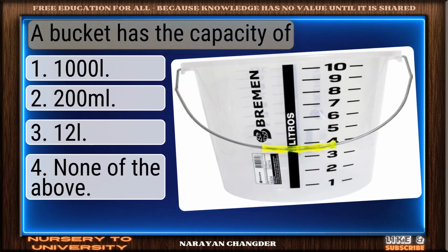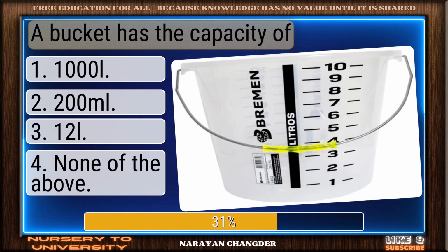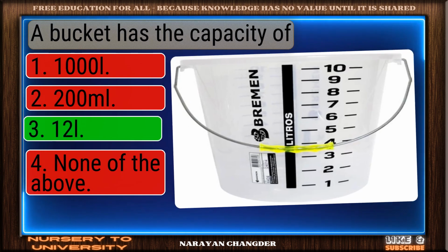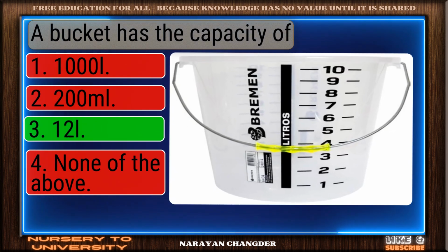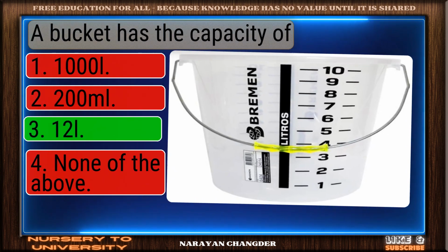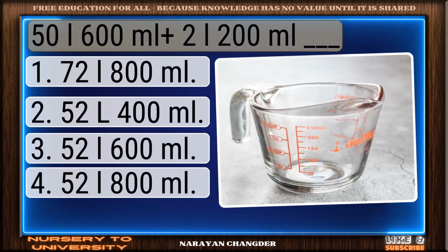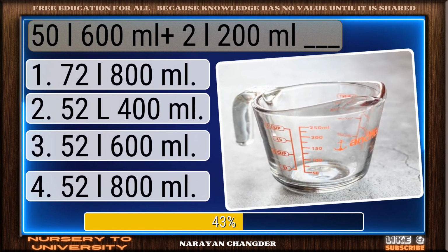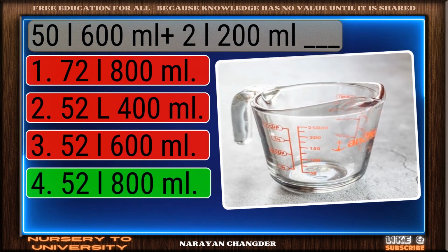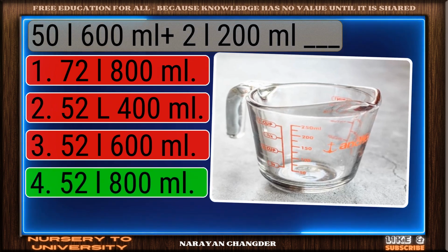A bucket has the capacity of. Great thinking. 12 L is the right choice. 50 600 plus 2 200 ml equal to dash. Bravo, 52 800 ml is the answer.